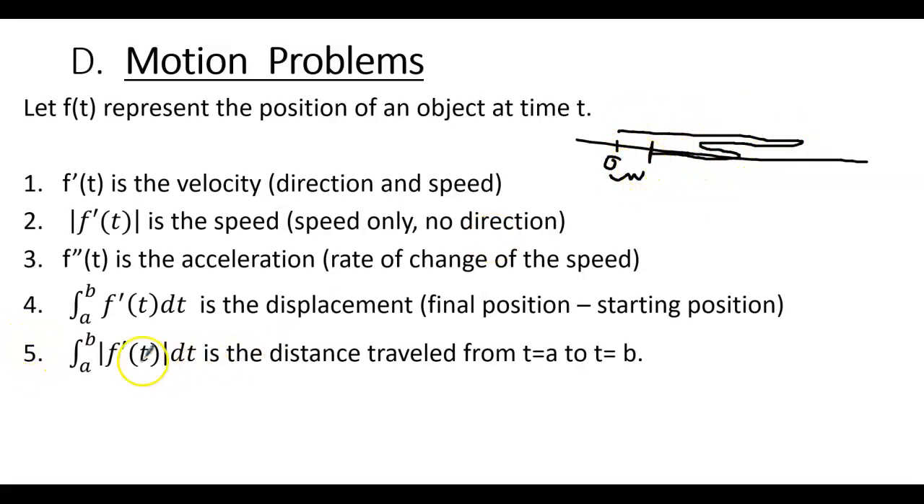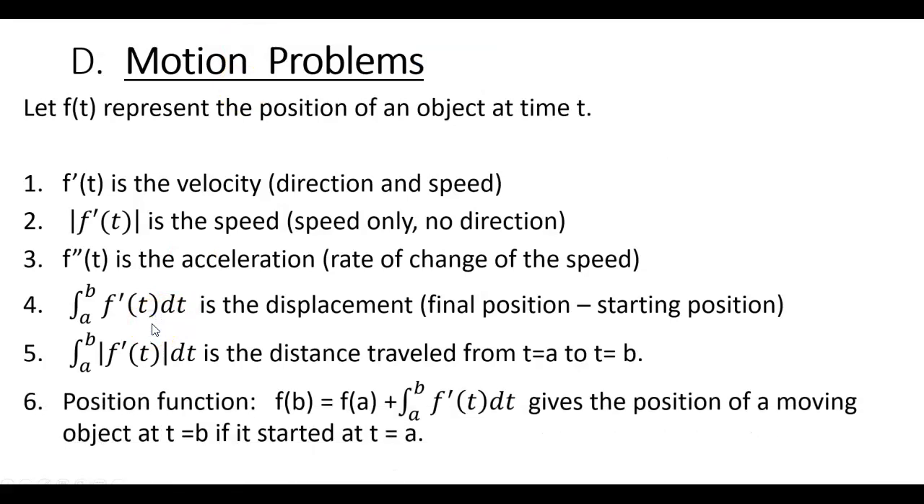And so that's what the distance is, the absolute value of the derivative squared, okay? Finally, you can create a position function. Now, if they tell you the position function up front, you don't need this equation here, okay? But a lot of times with these types of questions, they're going to give you the velocity function, which means they're going to give you f prime instead.